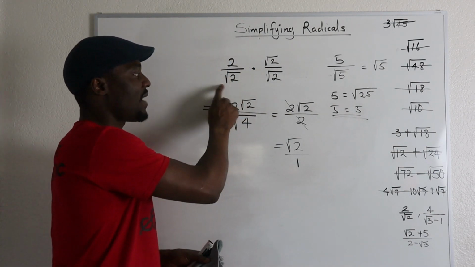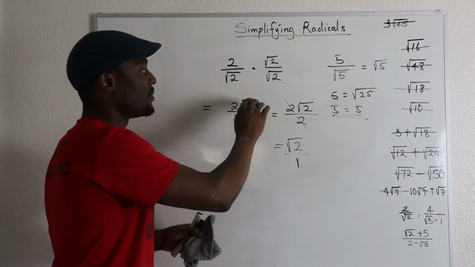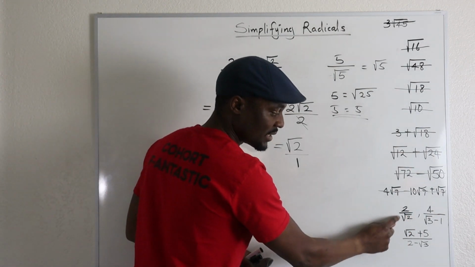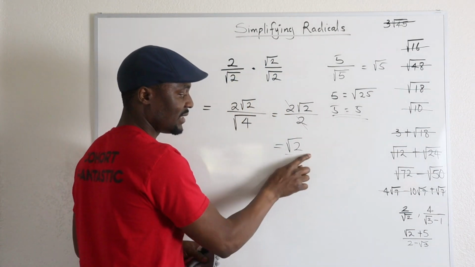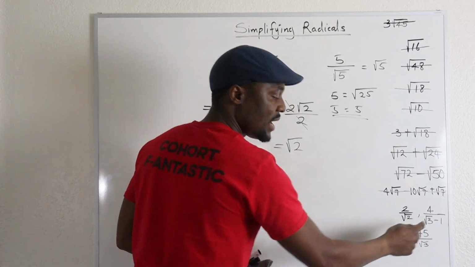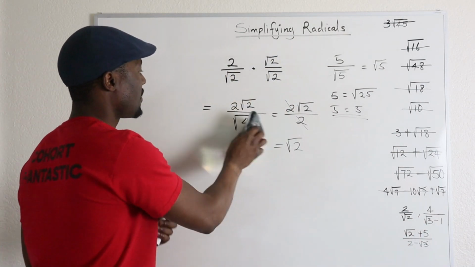So you don't want to write a fraction with any radical in the denominator. So this is not acceptable. You have to rewrite it like this. This is the same thing as this. So we're going to try and see a way to rationalize this one also.